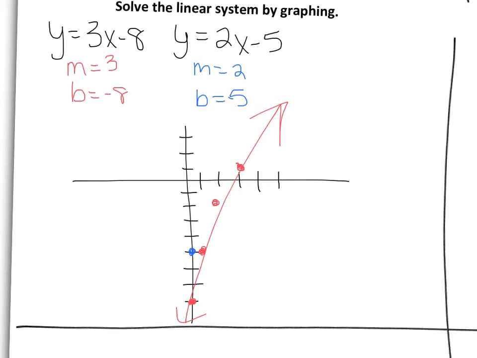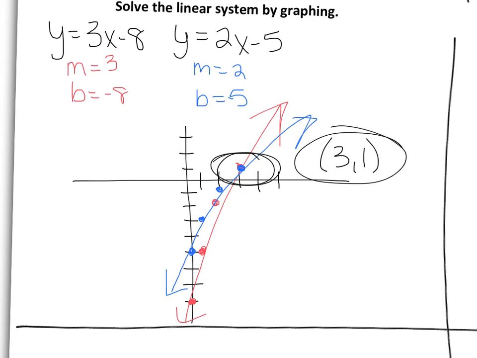This time my slope tells me to rise 2, run 1, rise 2, run 1, rise 2, run 1. And obviously my axis wasn't drawn very well, but you notice hopefully that they do cross. They cross at this point here. That point as an ordered pair is my solution. And as an ordered pair, that point is 3, 1.